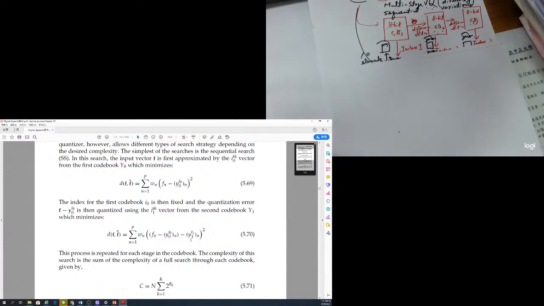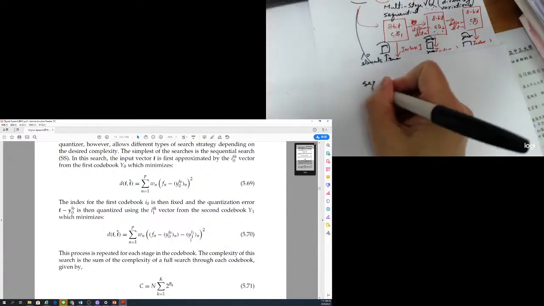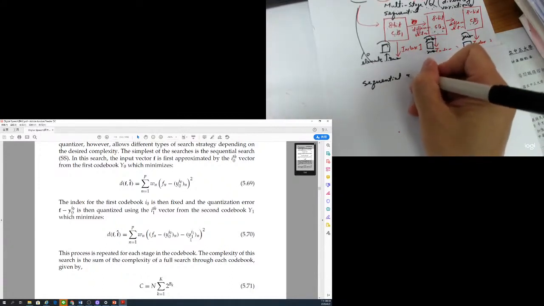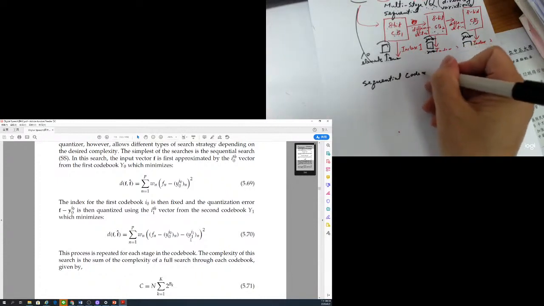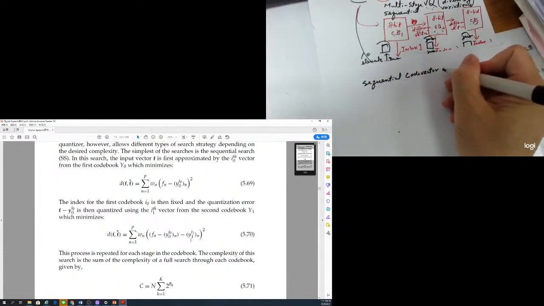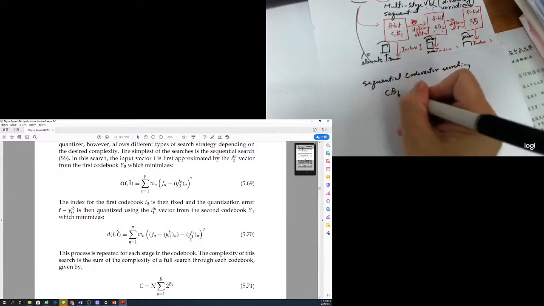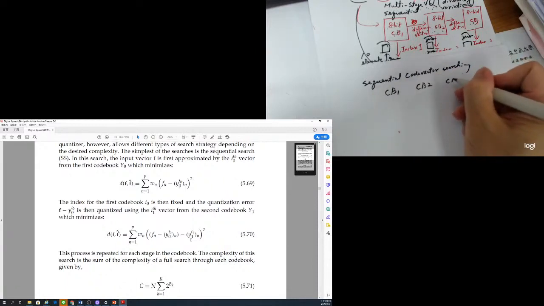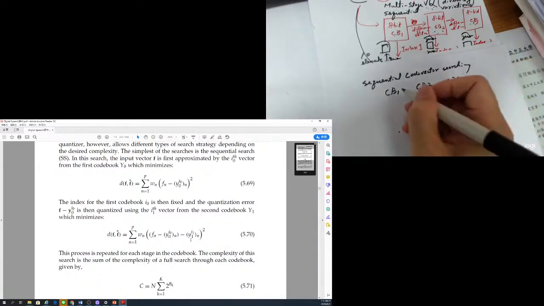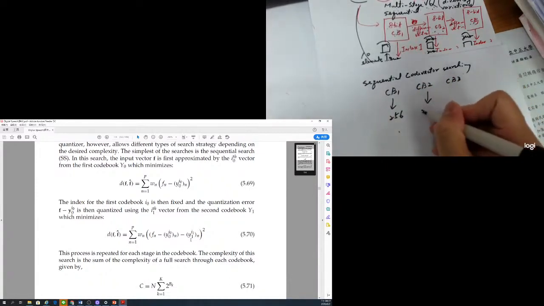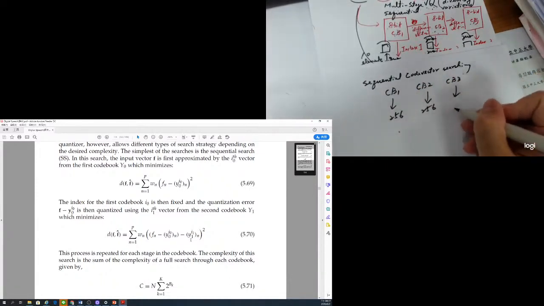If we use sequential search, like a code vector search, your complexity is: first codebook, second codebook, and third codebook. So you can see the first codebook has a 256 code vector search, the second codebook is a 256 search, and the third codebook will be a 256 search.